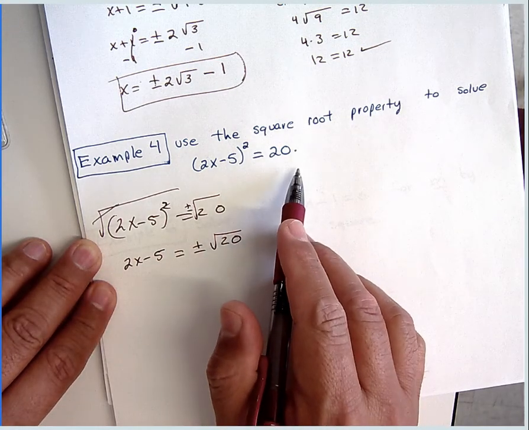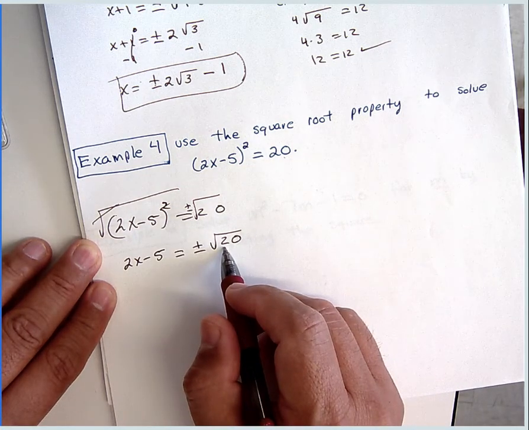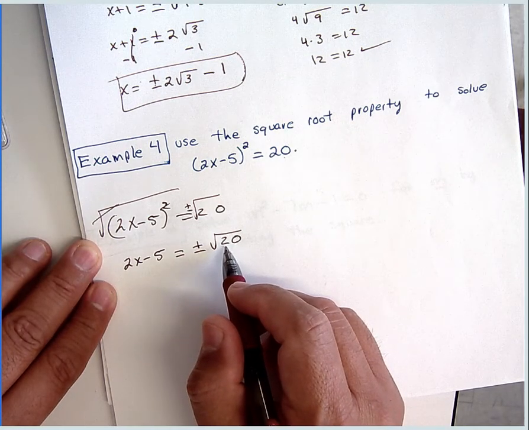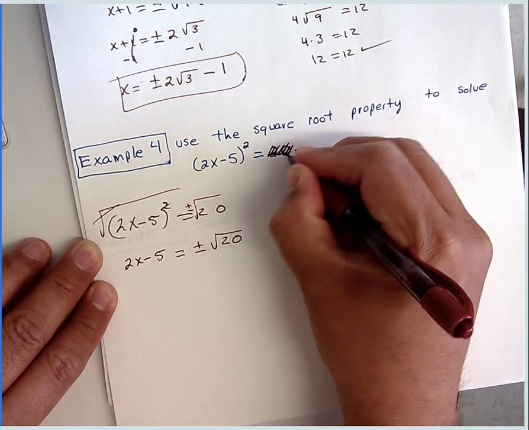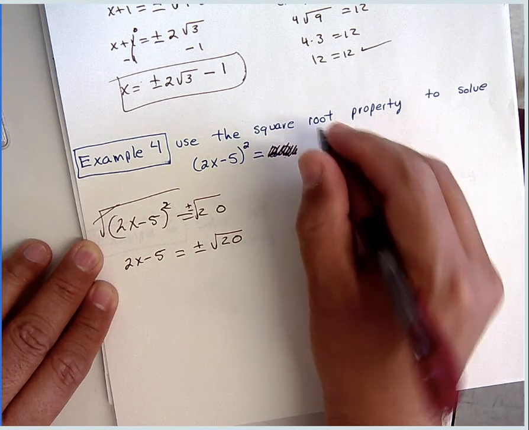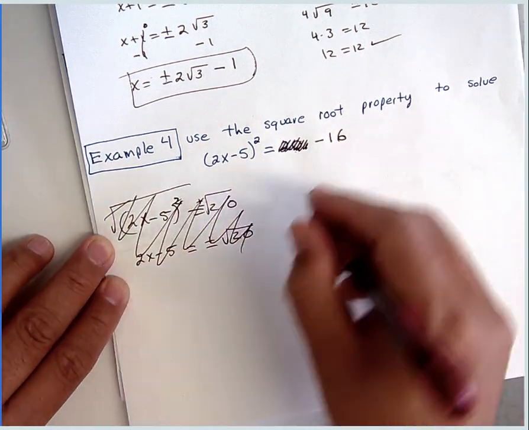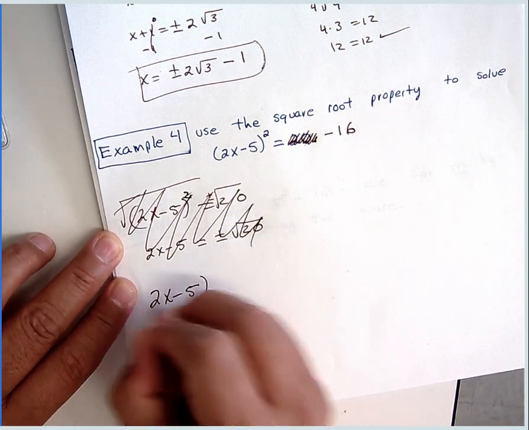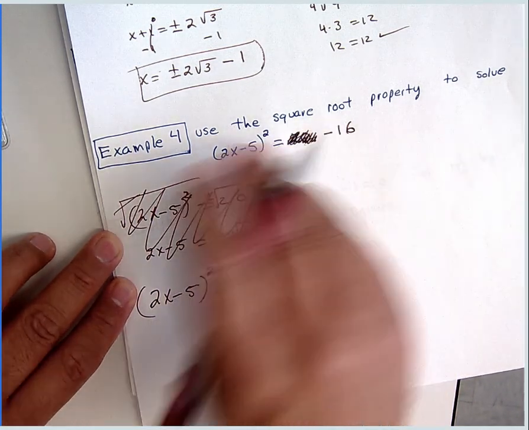Let me see if I missed something. So far, what happened here? Oh, I got the wrong number to start with. I don't know where the 20 came from, but this should be negative 16. So all of this is wrong. So I'm gonna restart. Again, it shouldn't have been 20, it should have been negative 16.